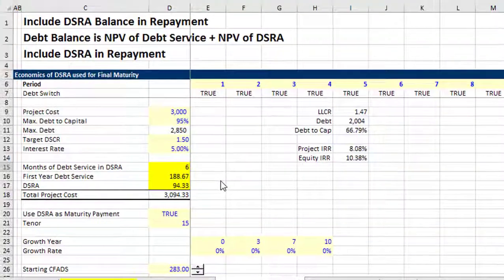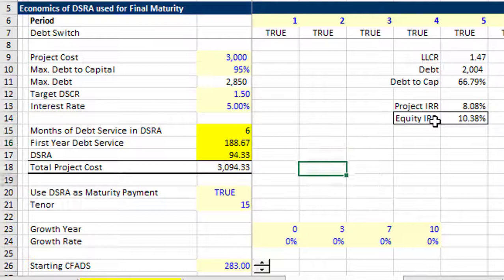Okay. And now let's finish this up. And if we finish this up, we can say, well, okay, does it really make much of a difference? Now, if we have 6 months debt service reserve account, your eyes should, I hope, be focusing on the equity IRR. Project IRR doesn't change, the pure cash flows. Now, if we put false, up 10.7, true, 10.38. So we did get a little bit extra. How nice. If it's a 24-month debt service reserve account, we get a little more.